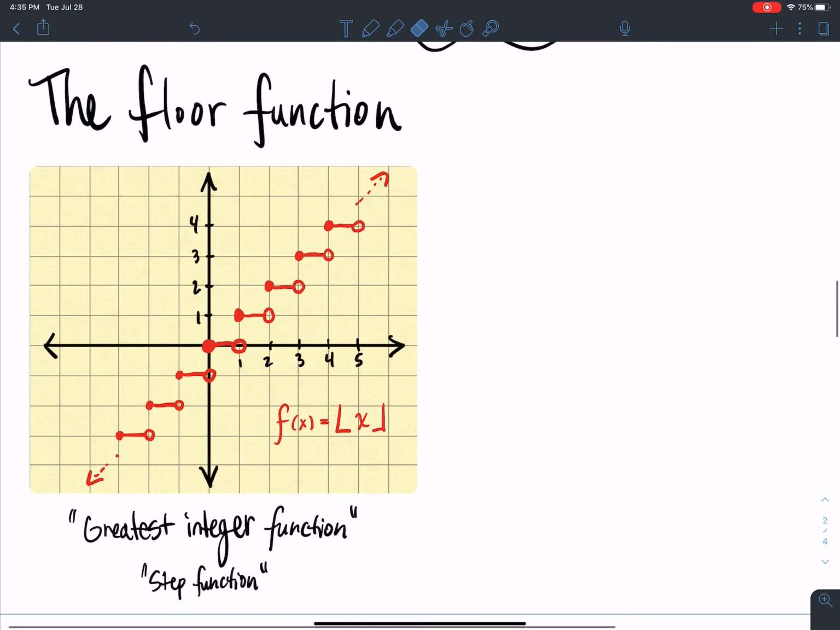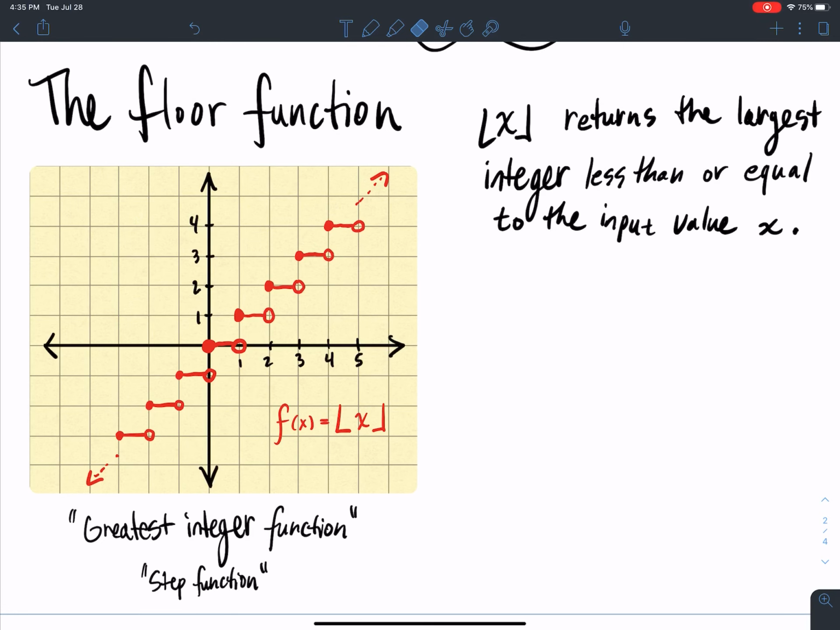So it's the greatest integer function, also known as the step function. The way I like to think about it, in the formal definition, is that the greatest integer function of x returns the largest integer less than or equal to the input value x. It's kind of a weird idea. Say I have 2.1. The greatest integer less than or equal to 2.1 is equal to 2.